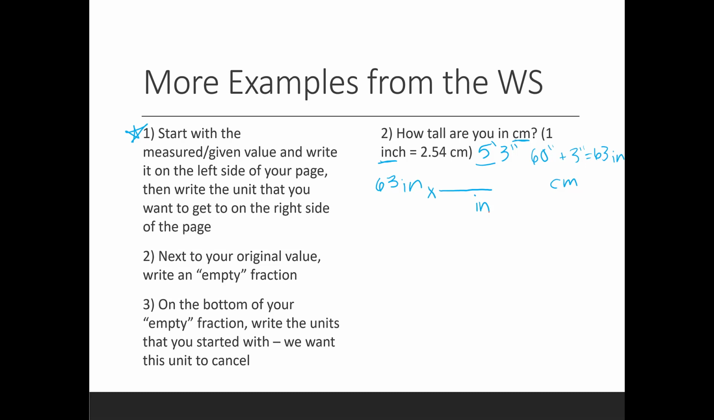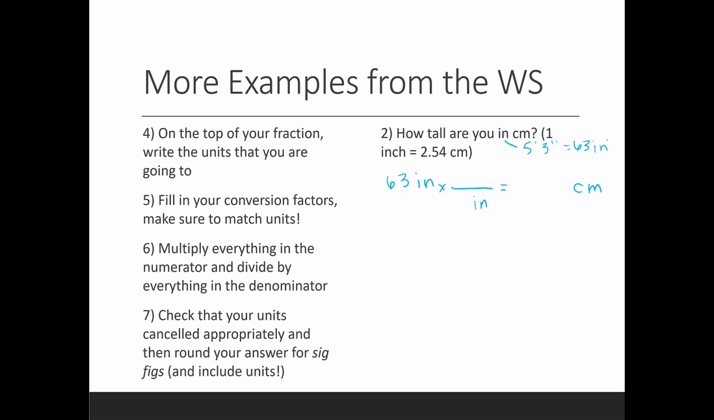So starting with step 4, on the top of my fraction, I'm writing the units that I'm going to. So in this case, I want to convert to centimeters. Remember, if I have x times y over x, let's make this a more obvious y. If I have x times y over x, the x's will cancel out with each other, and I'll be left with that unit from the top, y. So I want to be left with centimeters.